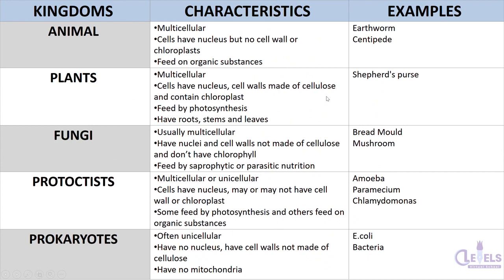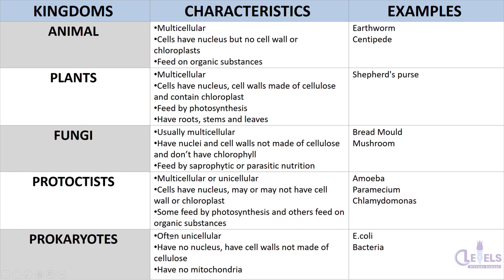Here in this chart contains the general characteristics and some examples of all of the 5 kingdoms. So animal, plants, fungi are the 3 major and the 3 easiest ones. To remember the characteristics: animal, plants, fungi, and Protoctista, these four kingdoms all have multicellular organisms. All these organisms are multicellular, meaning they have multiple cells.